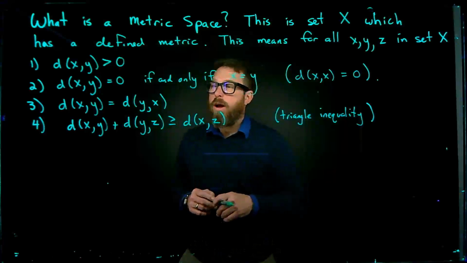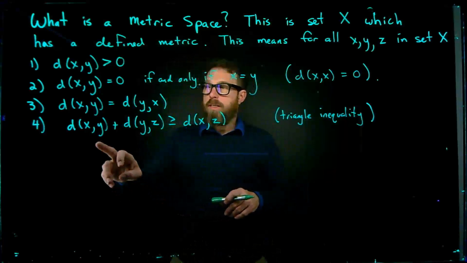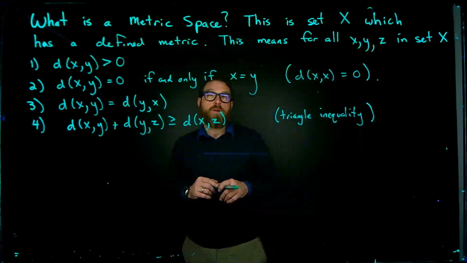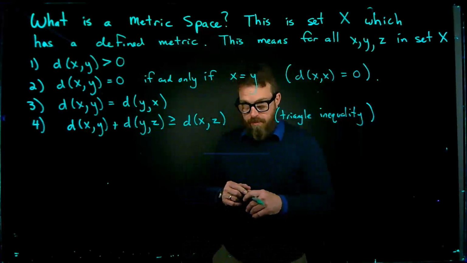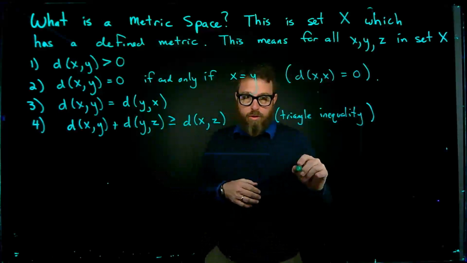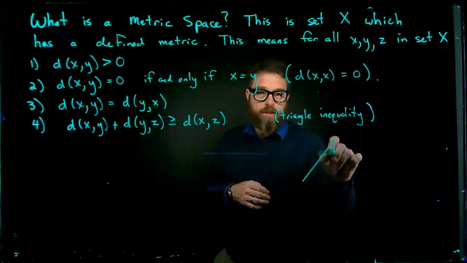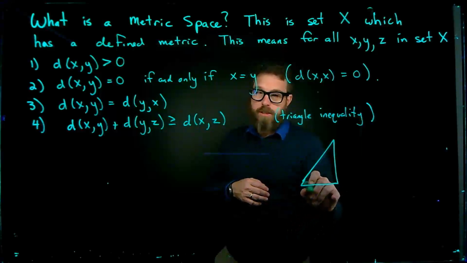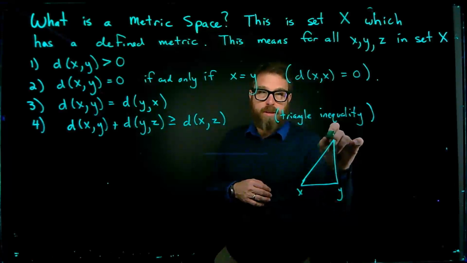And then finally, the triangle inequality holds. That means the distance between x and y plus the distance between y and z has to be greater than or equal to the distance between x and z. Let me explain that triangle inequality with a triangle here. So let's say I have this triangle. This will be x, this will be y, this will be z.